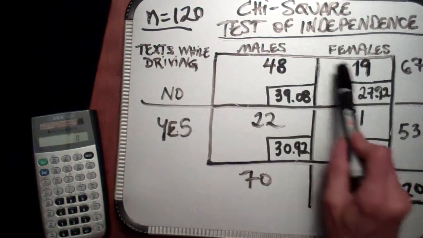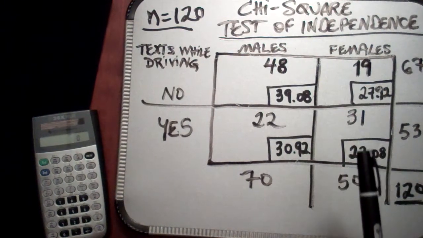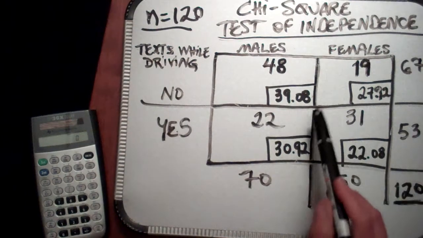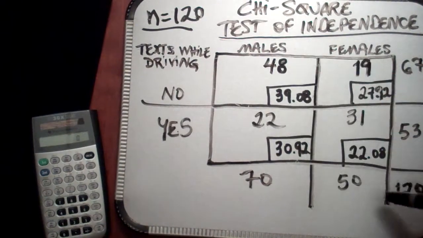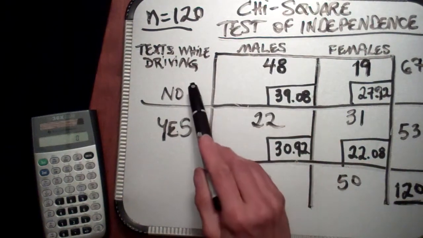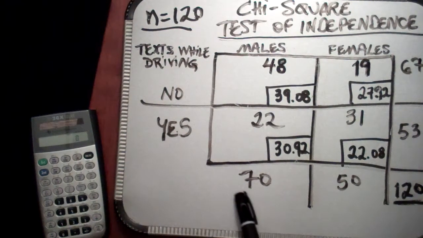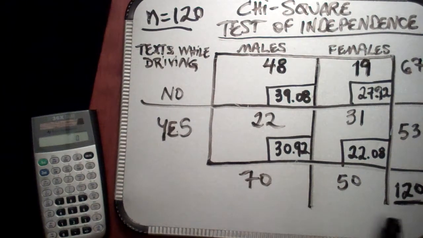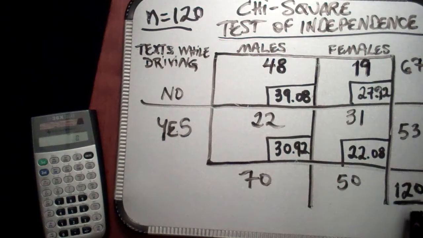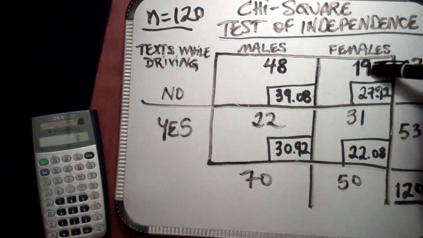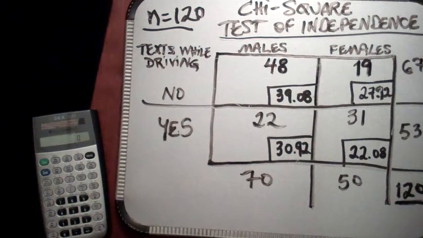Now, what does this table show us? Let's start with the four inner squares. These are your frequencies observed, right? In your sample of 120, these numbers indicate that of the males that you polled, 48 said that they never text while driving, and 22 said that they do text while driving. And you had a total of 70 males in your sample of 120. With regard to females, you had a total of 50 females out of 120 subjects, 19 of whom reported that they never text while driving, 31 of whom say that they do text while driving.